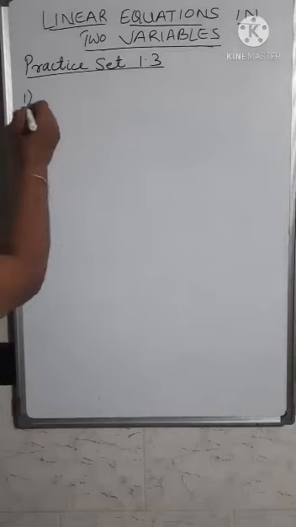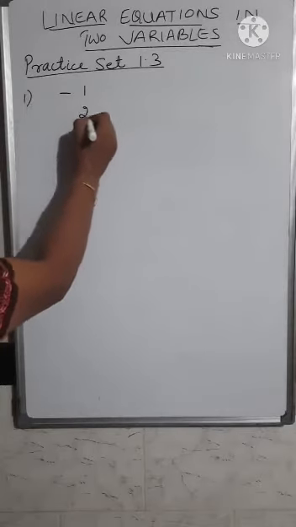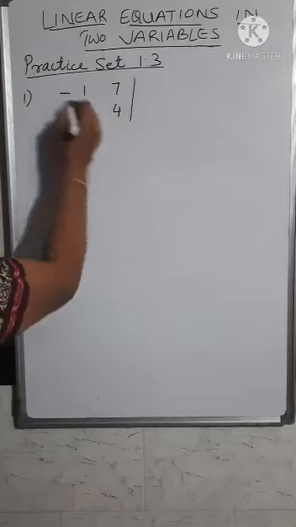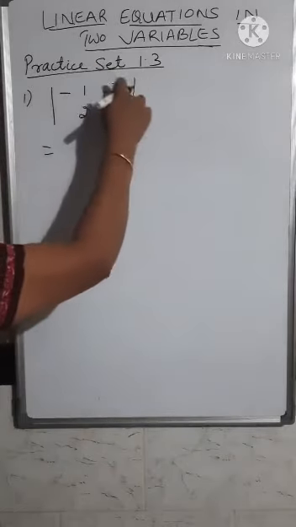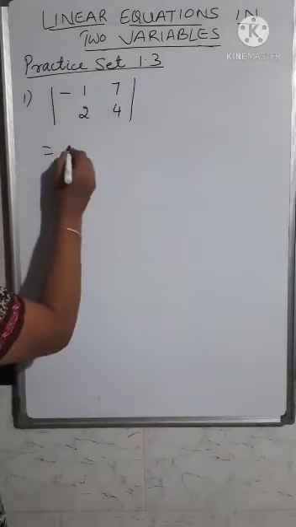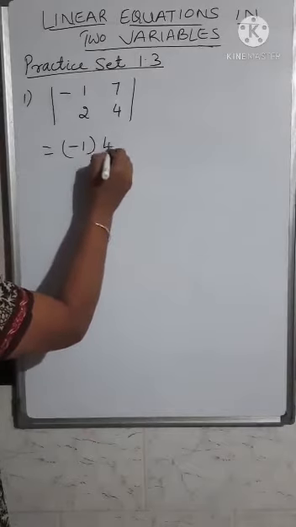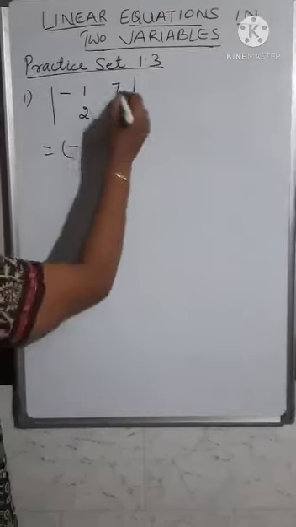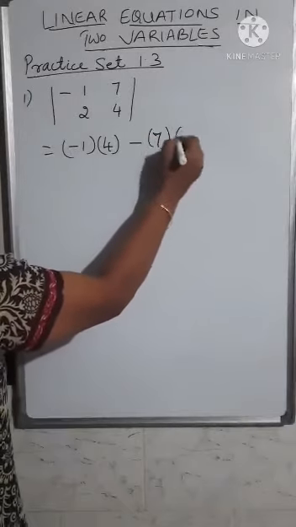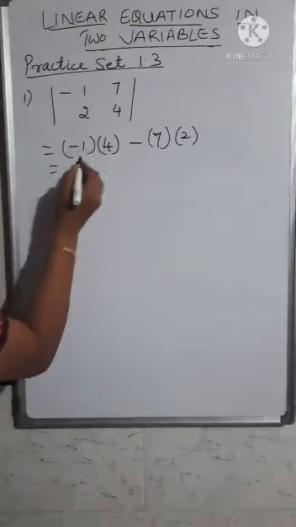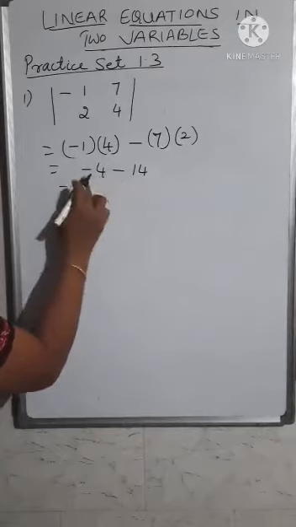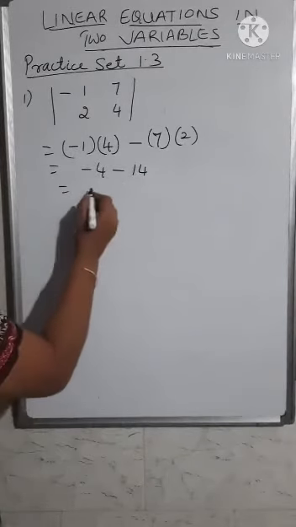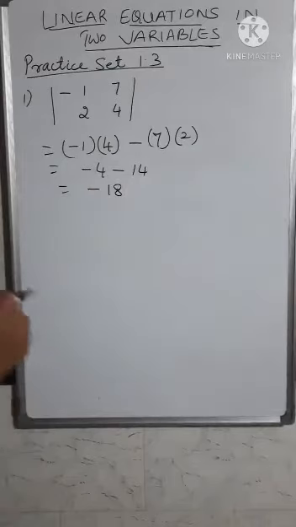Now the first one you have got -1, 2, 7 and 4. So the value of this determinant you need to find out. To find out the value of the determinant, I told you you have to cross multiply this into this, here too. So you get -1 into 4. Then put minus sign, then it is 7 into 2. So -1 into 4 is -4, minus 7 2s are 14. When both are minus, you have to add and put the same minus sign. So you get -18. So the value of the determinant is equal to -18.